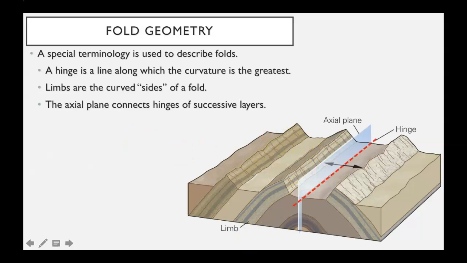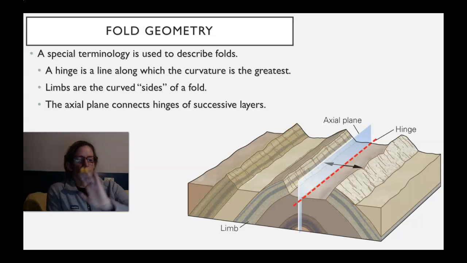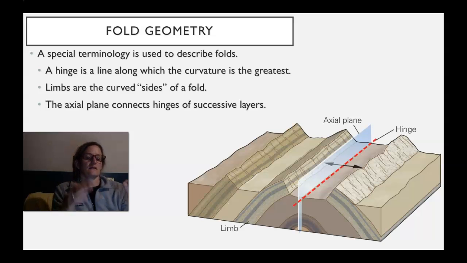A fold has parts to it. So here are the fold parts. The hinge is the line along the top of the fold. If you make a plane through all the hinges in the fold, the different layers, that would define the axial plane. The sides of the fold are the limbs. So limbs, axial plane, and the hinge right along the top.